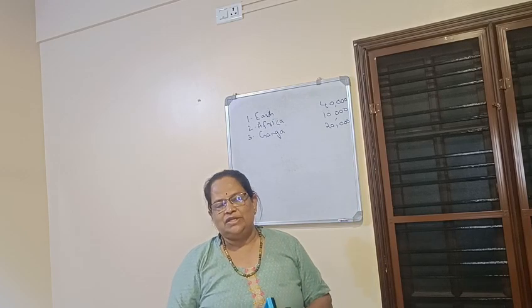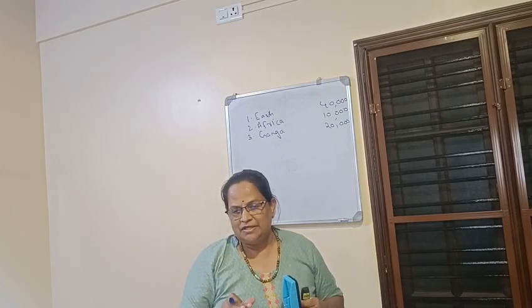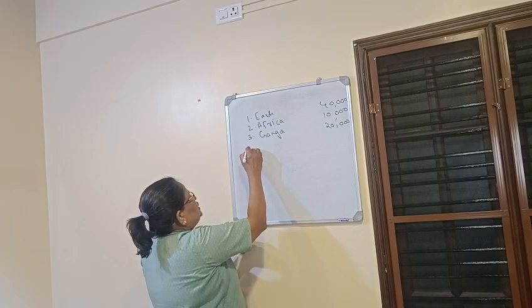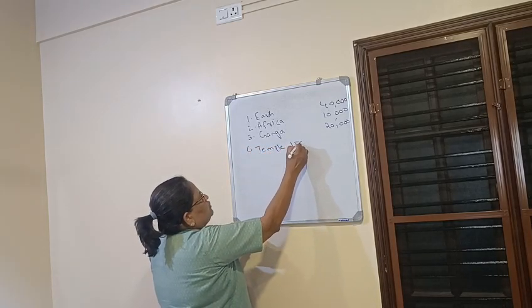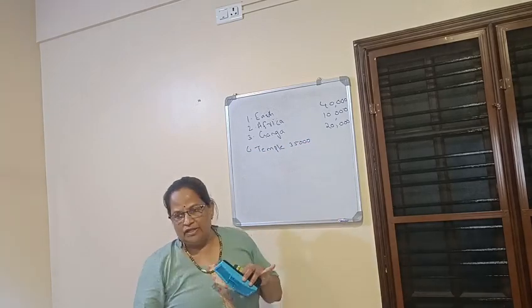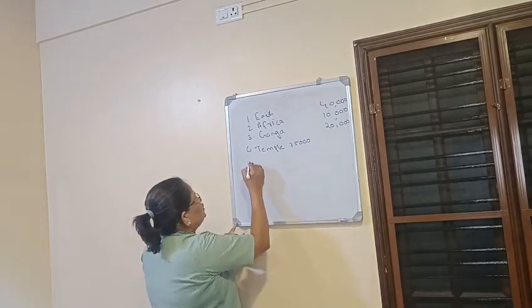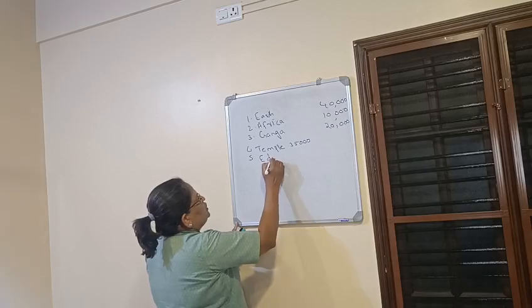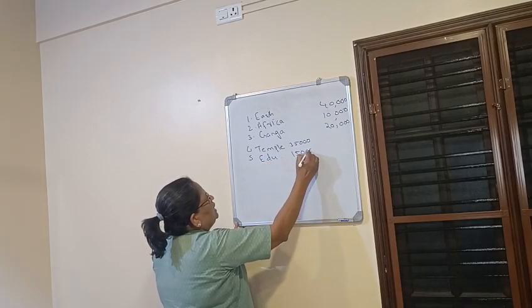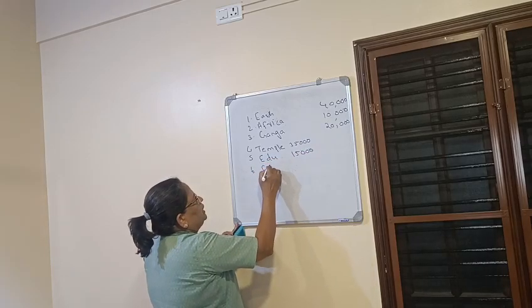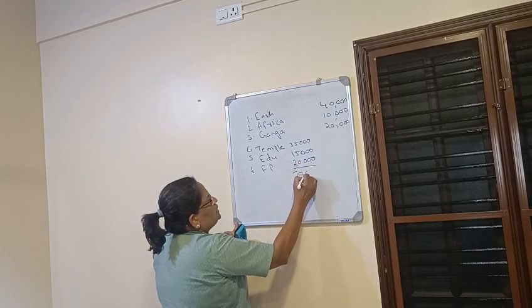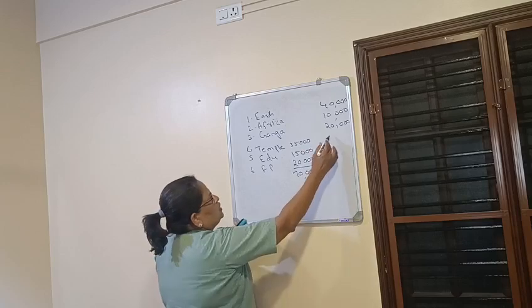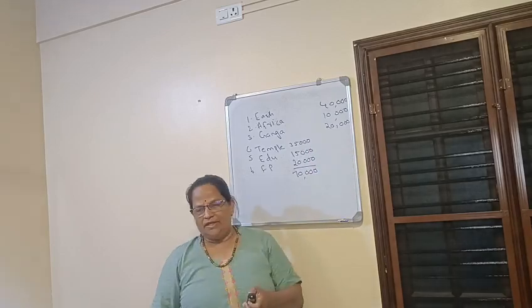Next, with limit, three items are there. Approved temple, value 35,000. Approved educational institutions 15,000 and family planning 20,000. So here also you will get 70,000.